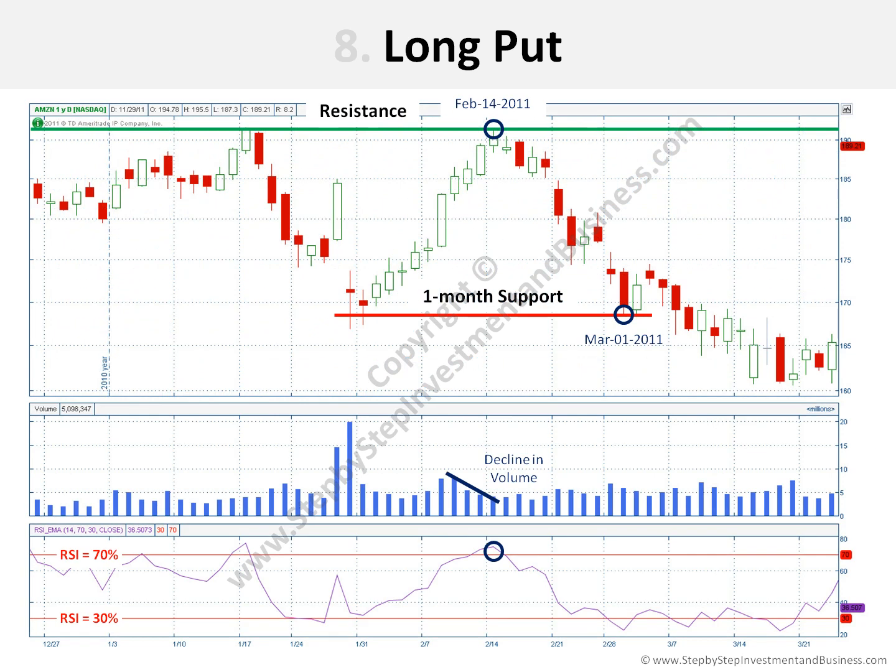As we had said, we bought the puts on February 14, the day we got the bearish signal, and a few days later, the stock started to fall until it reached the price of $169 on March 1st, touching the 1-month support.